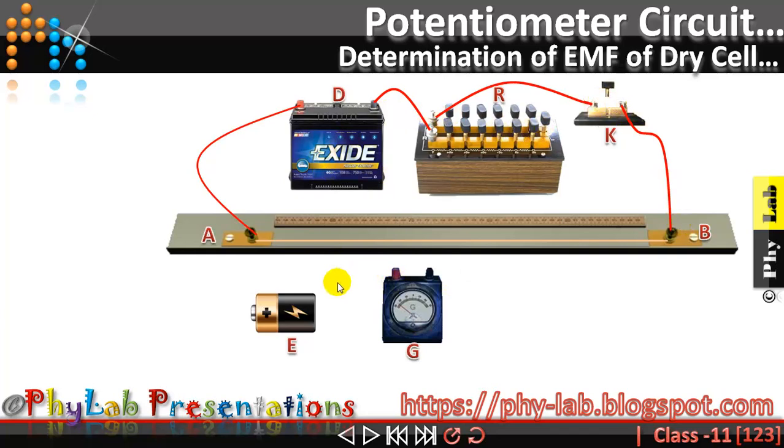Now in order to make the secondary circuit, I am going to connect the positive of the dry cell to the end A, while the negative of the dry cell will go to one terminal of the galvanometer. From the other terminal I will have a jockey connected, and this jockey will be placed at different segments of the potentiometer wire to locate the null point using the trial and error technique. So this is the physical form of the circuit that has been given in this particular experiment.